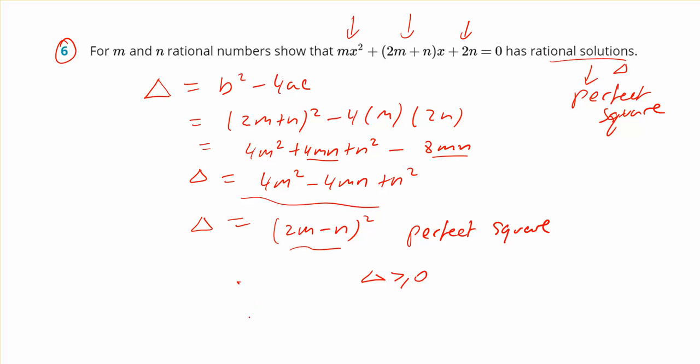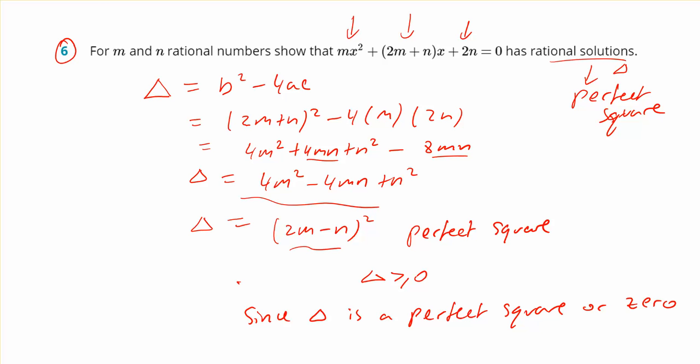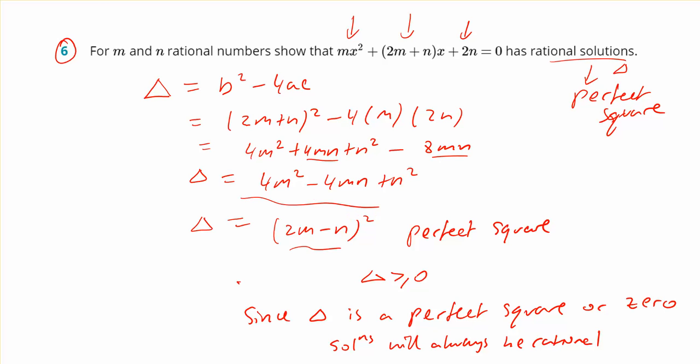So since the discriminant is a perfect square or 0, the solutions will always be rational. You sort of need to notice that your discriminant is a perfect square, and since it's a perfect square, it will either be a perfect square or 0, so therefore your solutions will be rational.